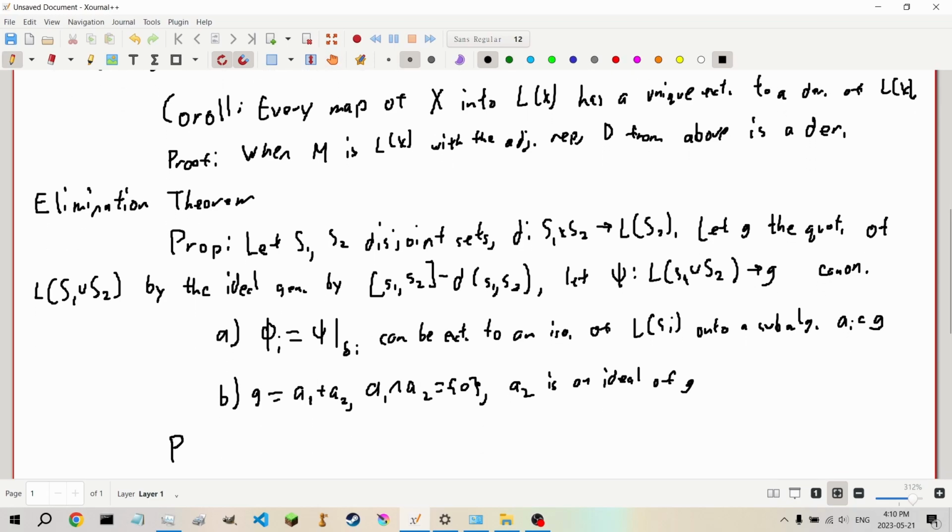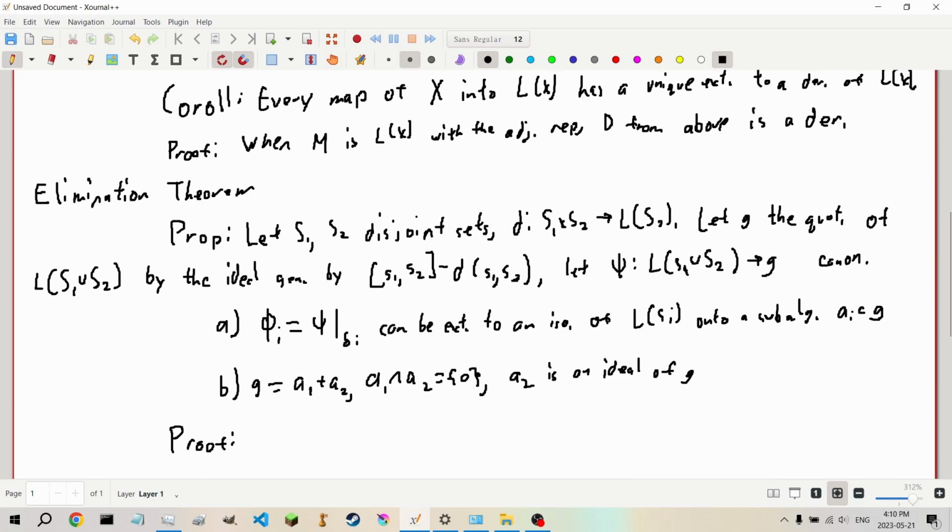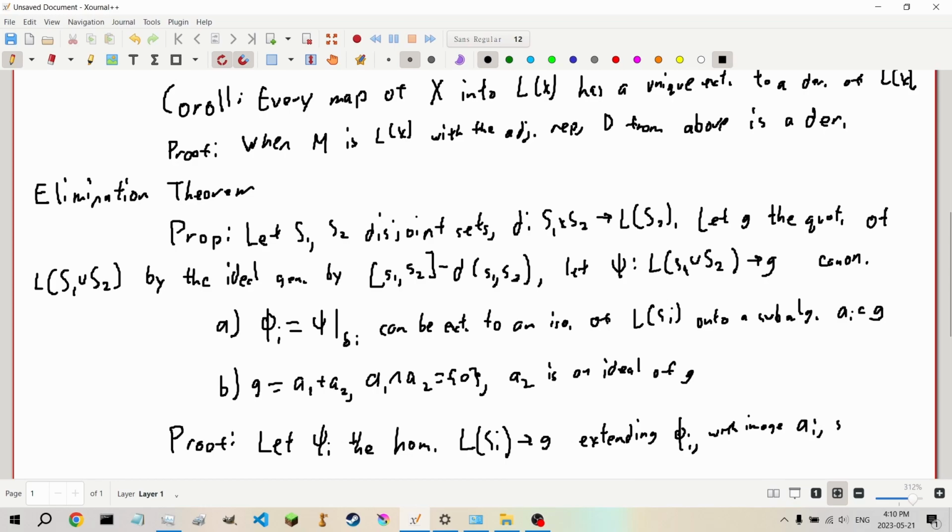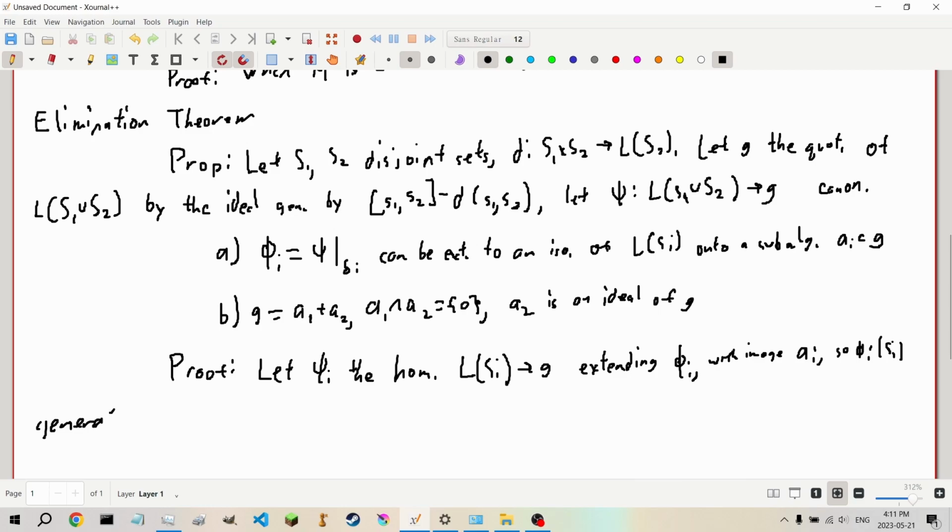And the proof. So we're going to let c_i be the homomorphism of the free Lie algebra of S_i into G, extending c_i, with image A_i. So c_i of S_i generates A_i.